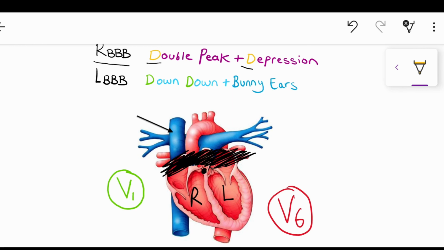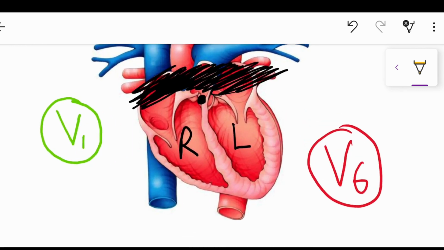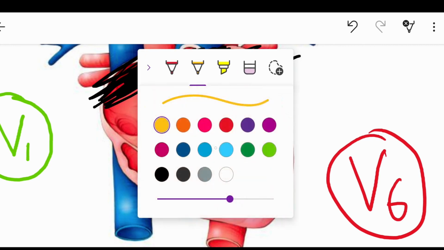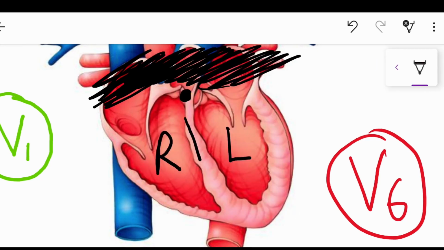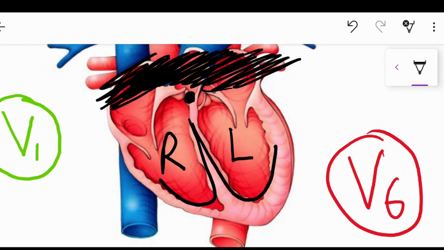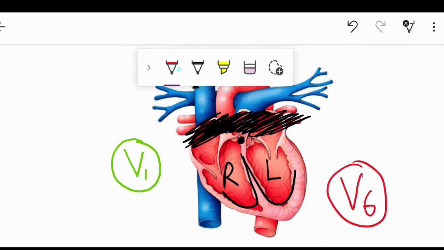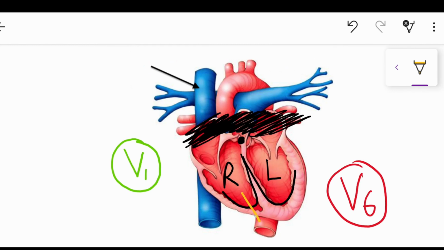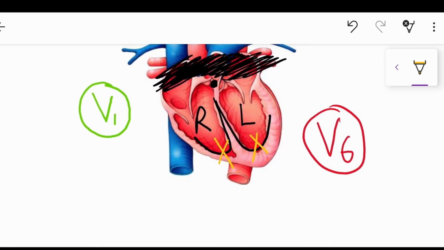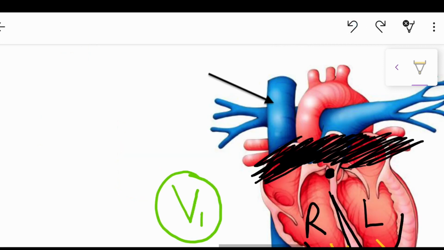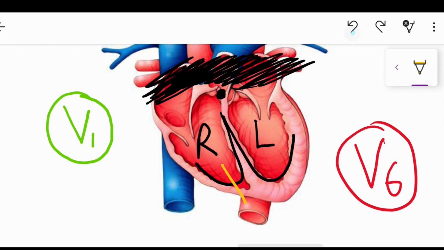In the bundle branch blocks, the word bundle comes to mind. The bundle of His. One bundle, two bundle. What happens if it's a right bundle branch block? Guess what? The right one is offline. If it's a left, the left one is offline. Well, a better word would be delayed because it does come back online after a while. So it's a delaying action.